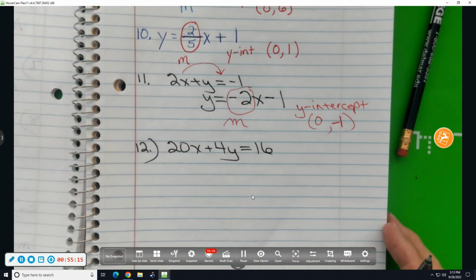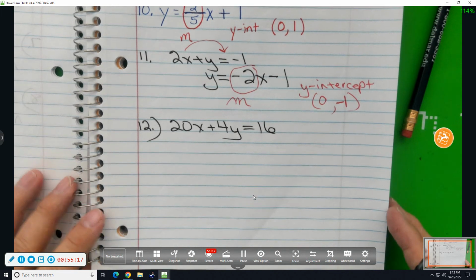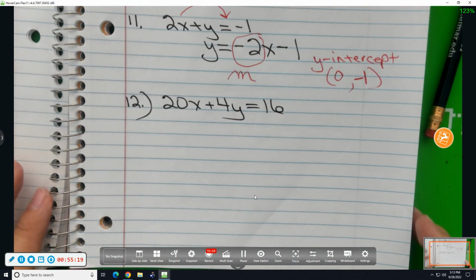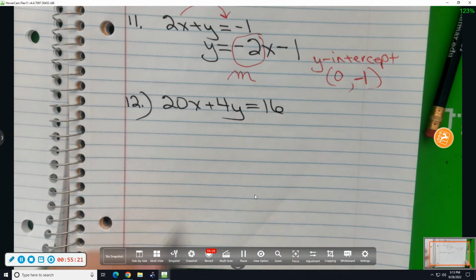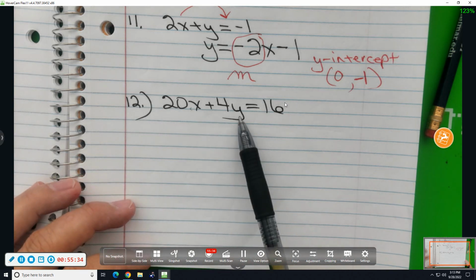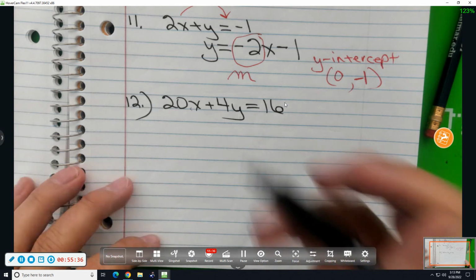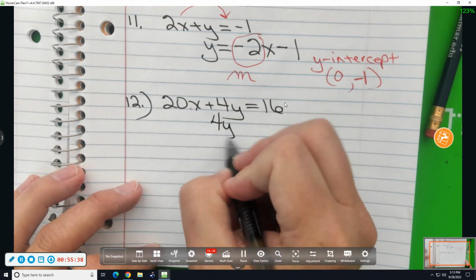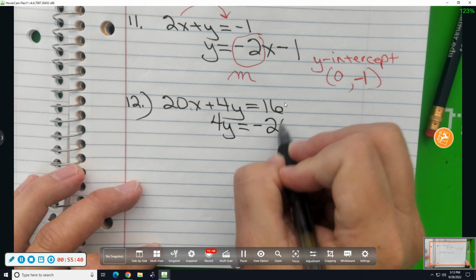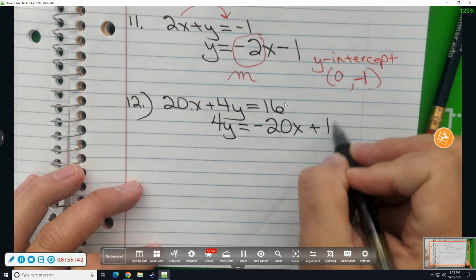It's not in slope-intercept form. We need it solved for y, so there's really only one correct first step. What is it? Minus the 20x. You want to get that y term by itself, so you have 4y equals negative 20x plus 16.